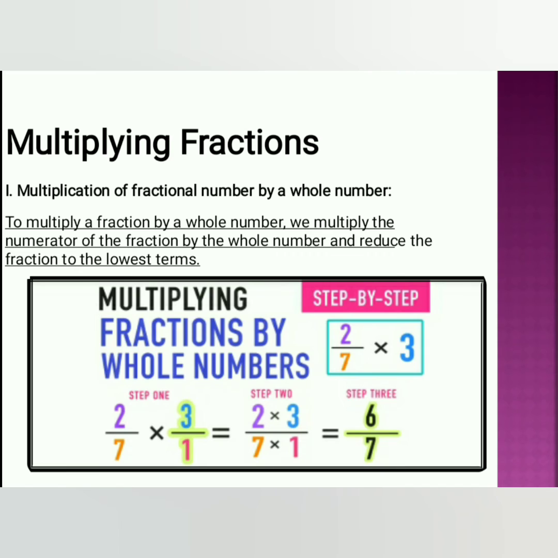This is step 1. Then we are going to multiply 2 multiply 3 and 7 multiply 1. Numerators and then denominators. This is step 2. 2 3s are 6. 7 1s are 7. So 6 by 7 will be the answer. In this way we are going to multiply a fractional number by a whole number.